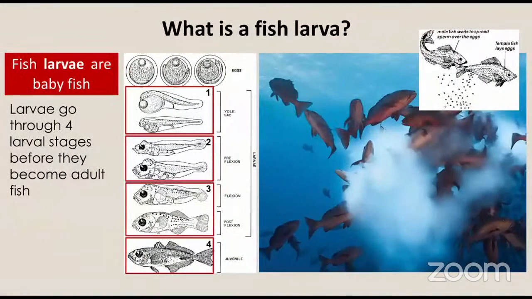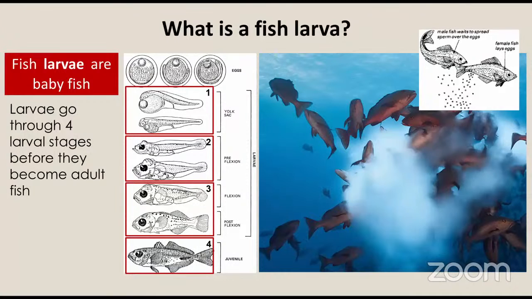Hey guys, firstly, I'm going to explain to you what a larvae is. Fish, male fish and female fish mate, and they produce eggs. When the eggs hatch, they hatch into larvae. So larvae are basically fish babies, which are mostly found in nursery areas. Nursery areas are areas where you find lots of fish babies.